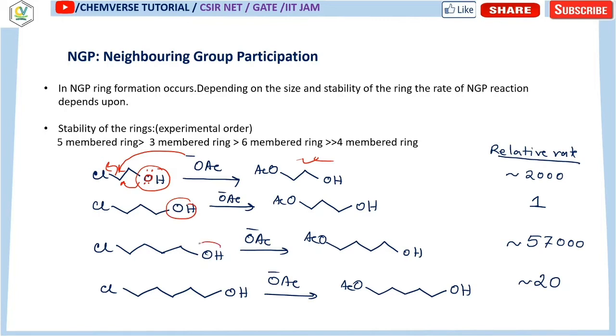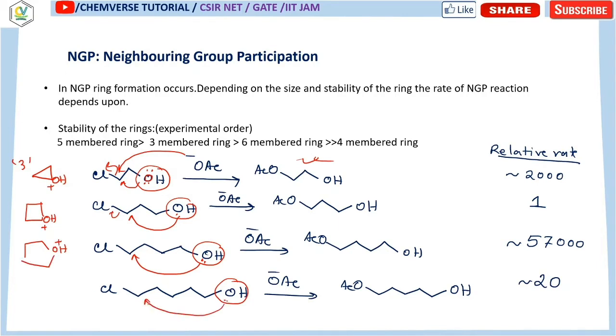So in every case the internal nucleophile is present, but the matter is what will be the size of the ring. In the first case you can see that over here there is a 3-membered ring formation. Now if this lone pair attacks at this center, it will produce a 4-membered ring formation. In this case, if this lone pair attacks at this center, 1, 2, 3, 4, 5, a 5-membered ring formation. And here a 6-membered ring formation.